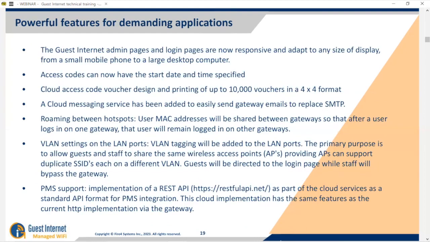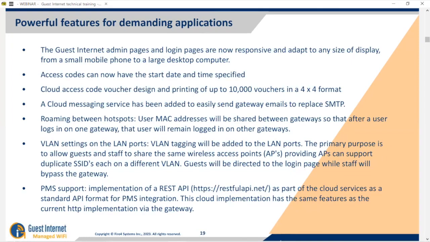Starts with responsive pages for the admin functions. We can specify the start date and time of codes, so we can issue codes which are only valid after a certain date and time. We can print vouchers in a 4x4 format on any type of printer. We have a cloud messaging service which allows us to send emails via the cloud and not have to worry about configuring for an SMTP server.